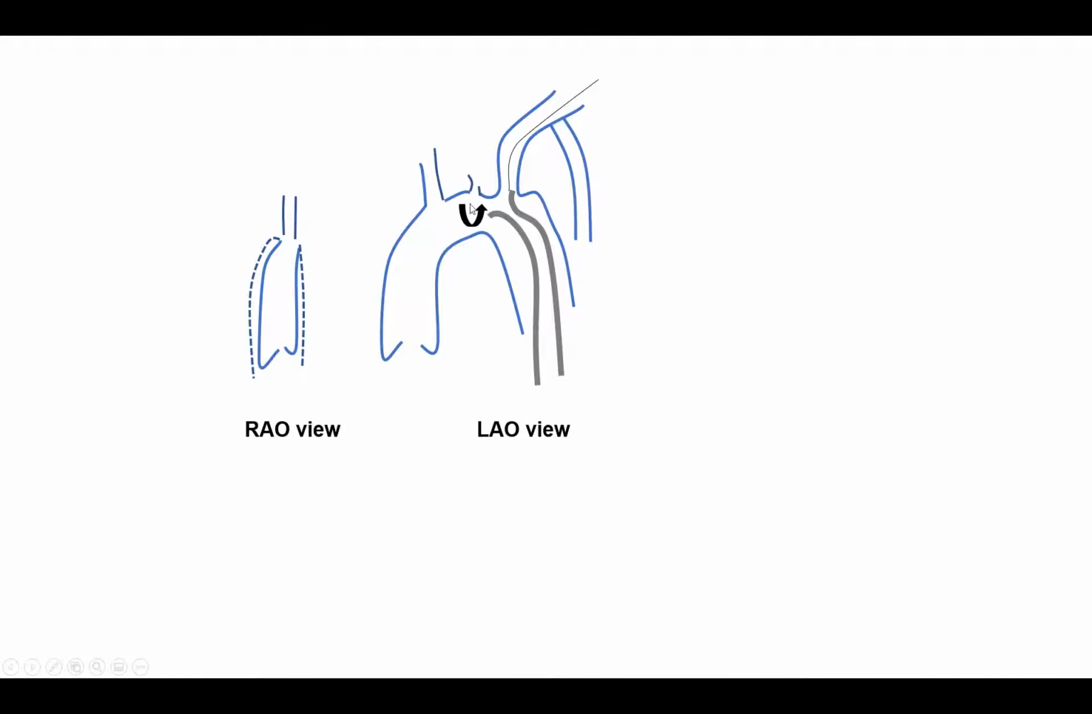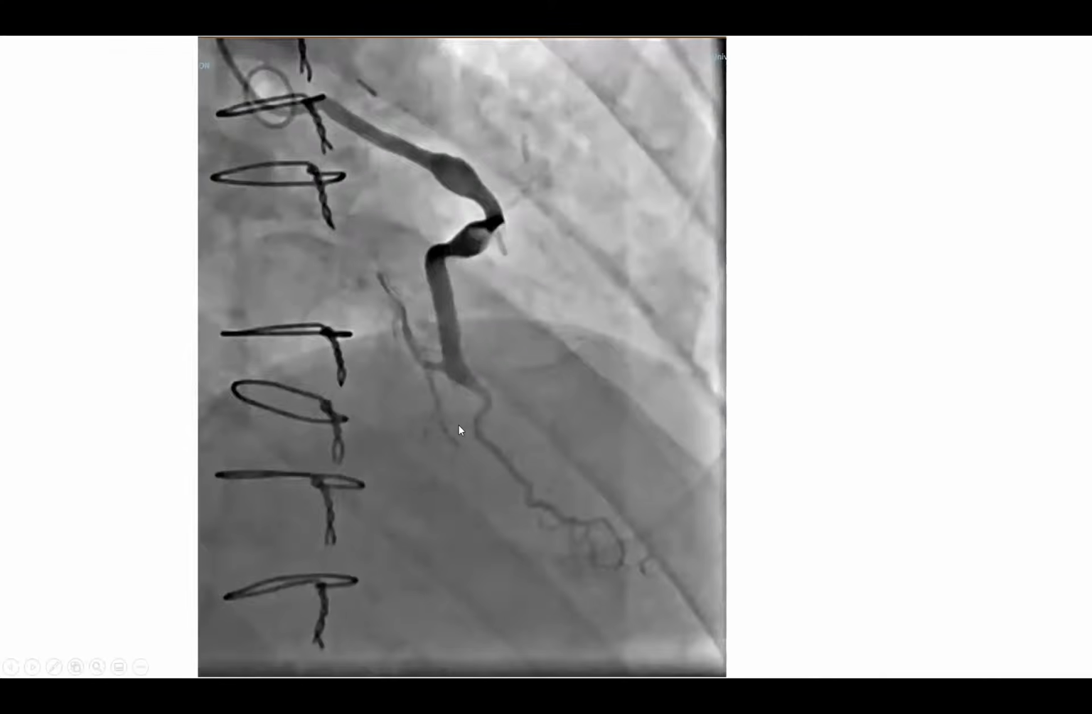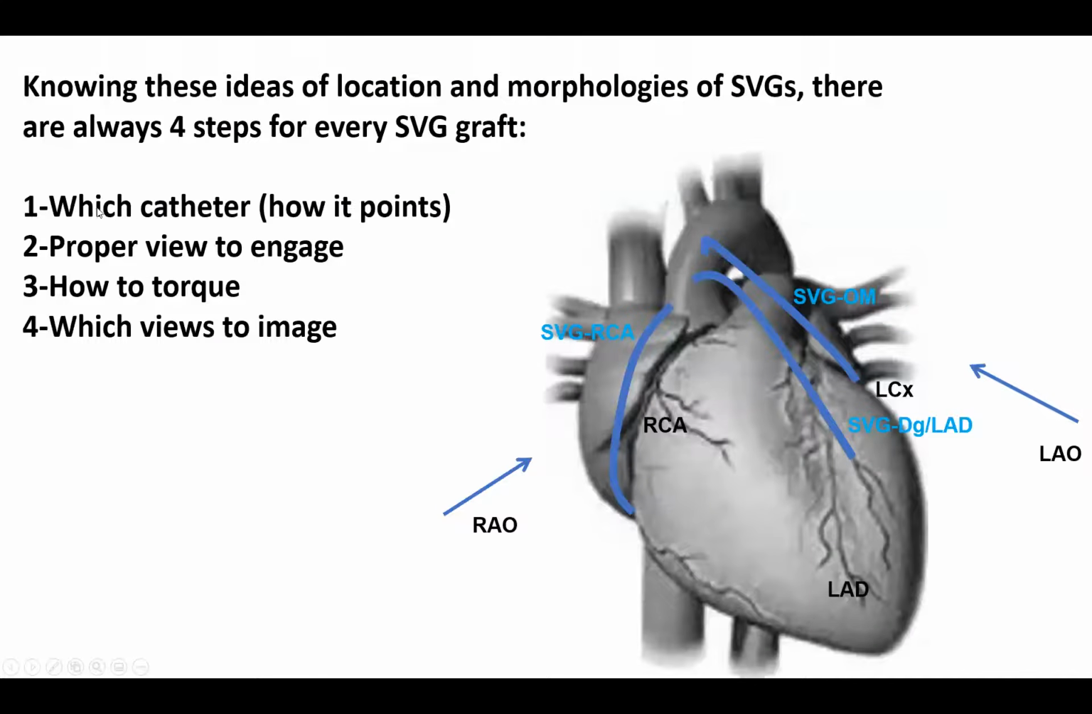So you do LAO view and you know the left subclavian is the third vessel. It's toward the end of that horizontal portion of the aortic arch. Now, what maneuver? Again, the third step in those steps, how to torque. So we decided JR4 for the left subclavian, LAO. Now, how to torque?